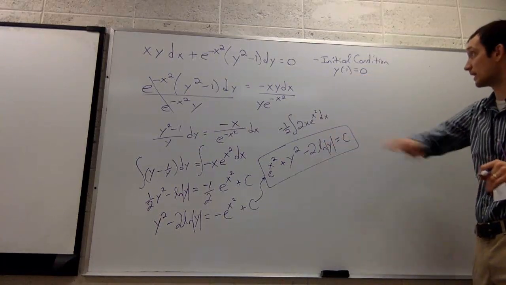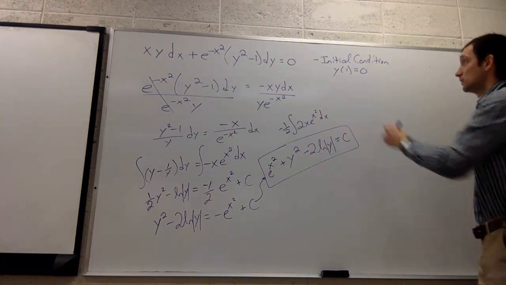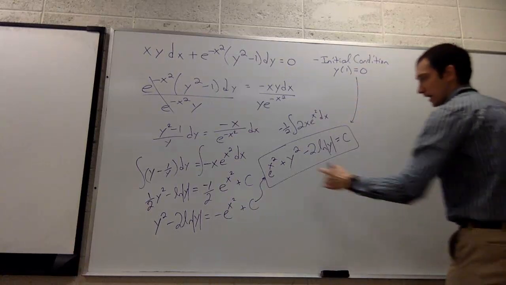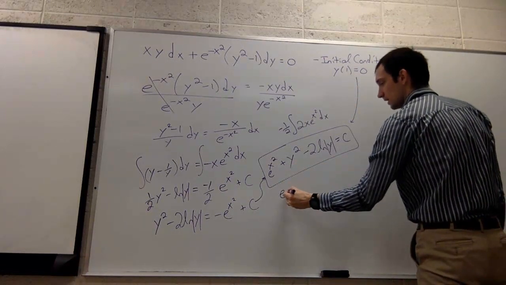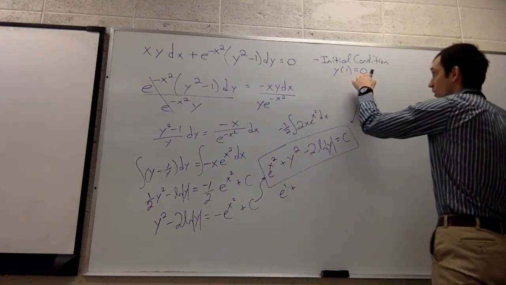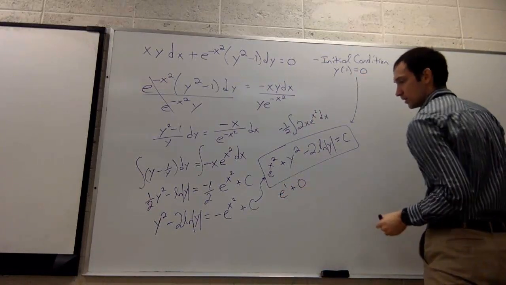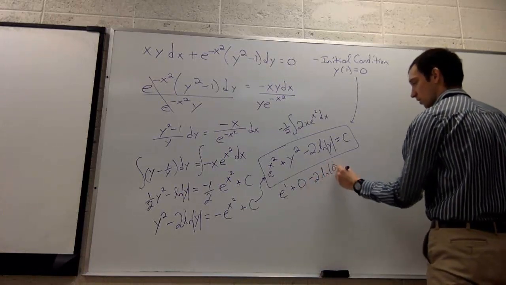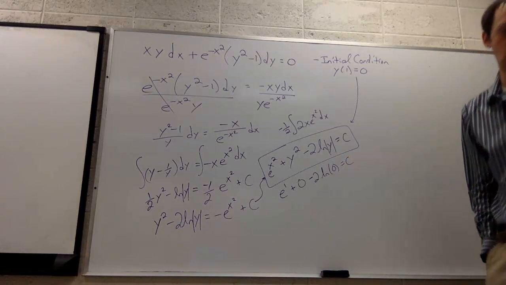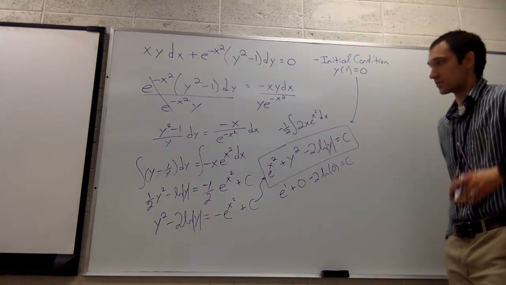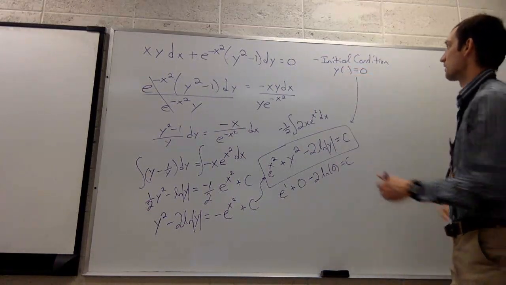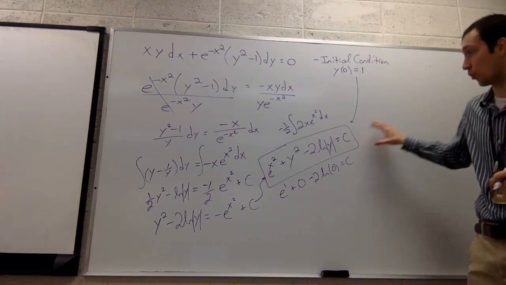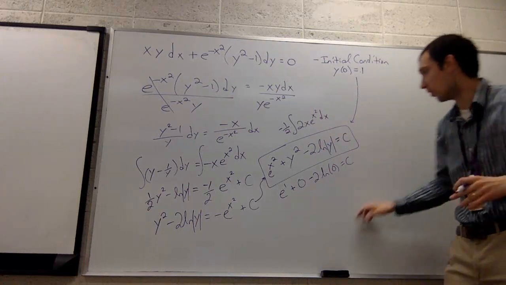So now you can plug in values for x and y. You say, all right, well, x is 1, so you have e to the 1 plus y is 0. So e to the 1 plus 0 minus 2 times natural log of 0 equals c. Something's off here. I found my mistake. I copied the problem down wrong. This should be y of 0 equals 1. So the way I had it, this isn't going to solve.